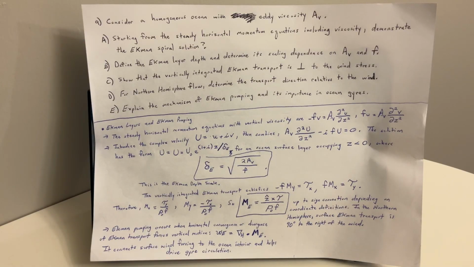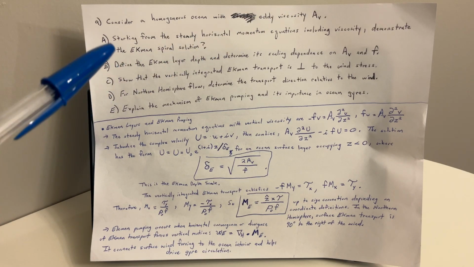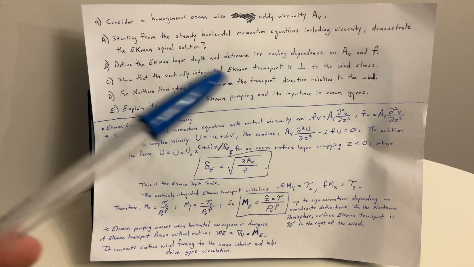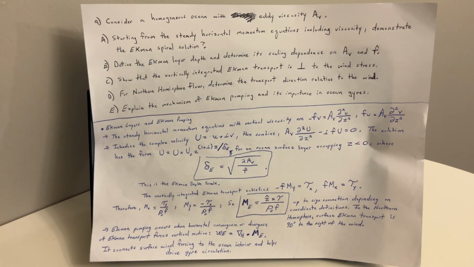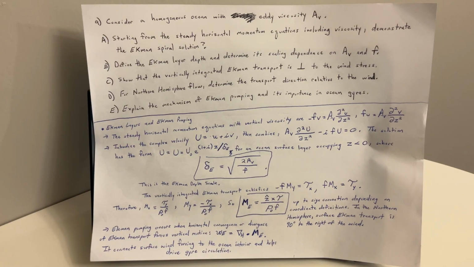Number 9, we have an Ekman layers or Ekman pumping problem. So consider a homogeneous ocean with eddy viscosity A sub V. A, starting from the steady horizontal momentum equations, including viscosity, demonstrate the Ekman spiral solution. So I'm just going to go through this.